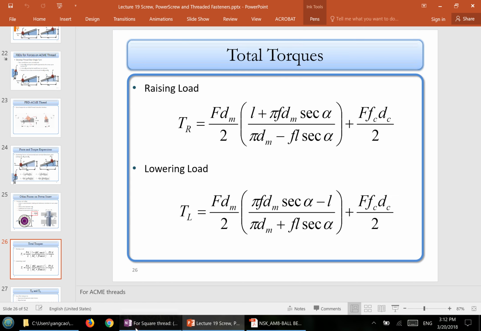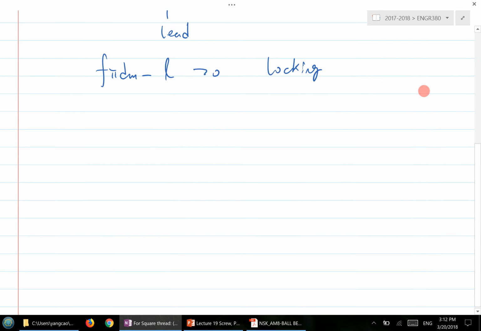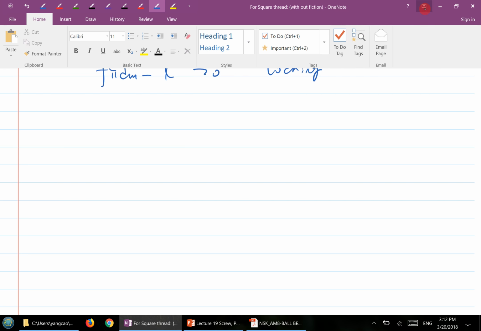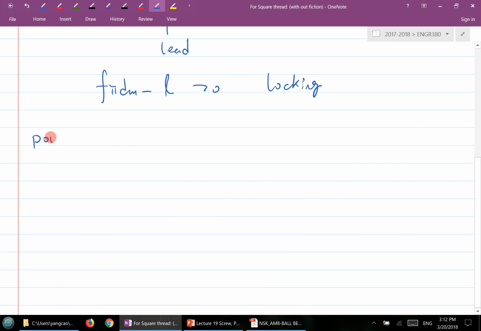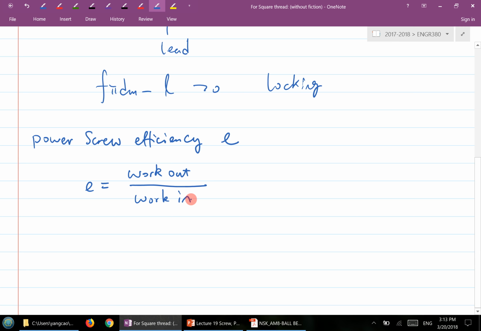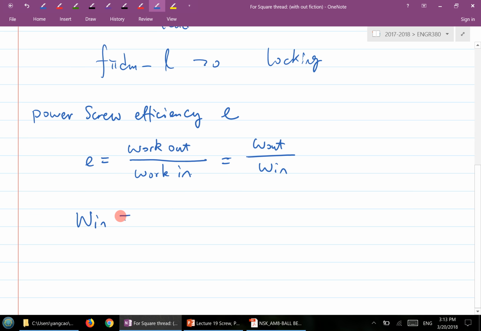Okay. Another concept before we look at an example is the so-called power screw efficiency, E. E is defined as the amount of work output over the amount of work in, so you can simplify it to be W out over W in. That's the efficiency. So how much work is input into the power screw?